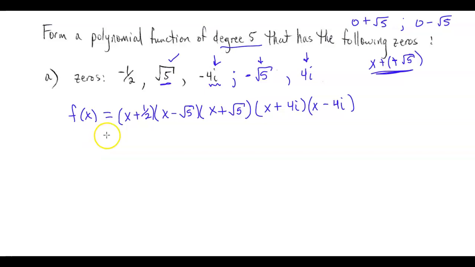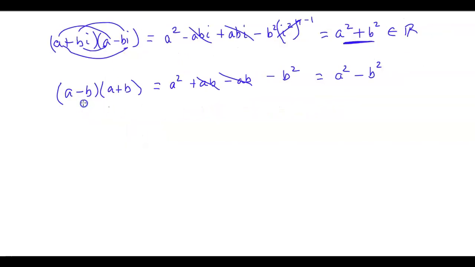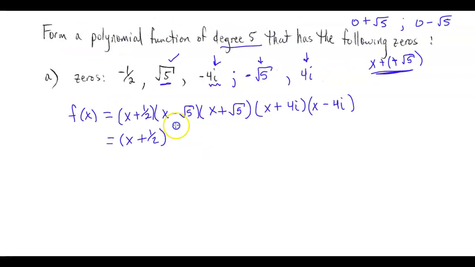So now that we're back here, I can rewrite what I have this way. With the x minus square root of 5 and x plus square root of 5, that's going to go along with my situation here, where I know that a minus b times a plus b is just going to be a squared minus b squared. So what that looks like for me here is this will just be x squared minus square root of 5 squared. Okay.